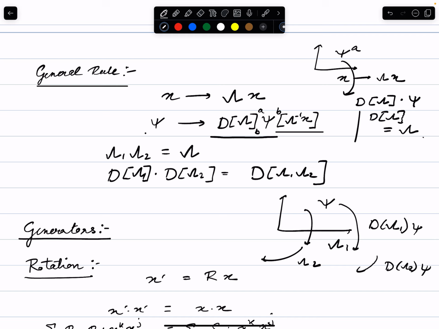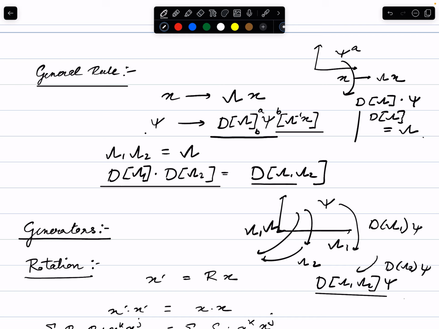But if these are two rotations, for example, this lambda 1, lambda 2 multiplied will give another rotation, which I can call lambda 1 lambda 2. So I could either give this in steps or I could give it directly. If I gave it directly, psi would change by d of lambda 1 lambda 2 psi. So for consistency, it must be that d of lambda 1 lambda 2 psi is equal to, if I give it in steps, d of lambda 1 times d of lambda 2.